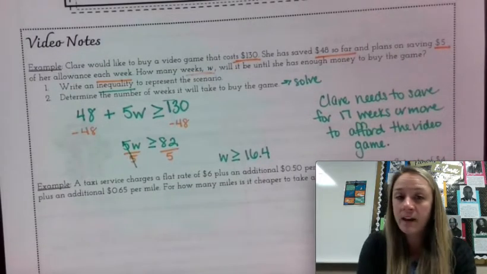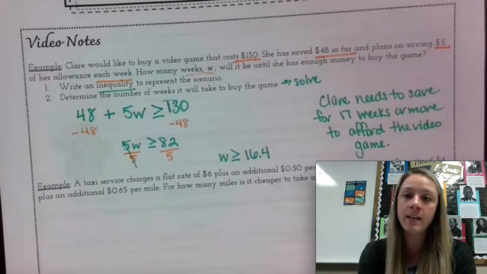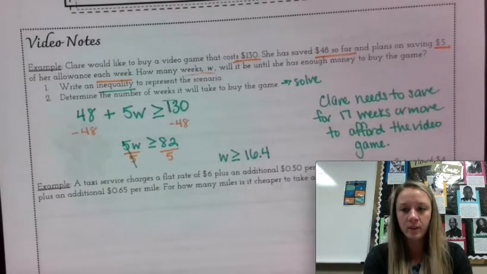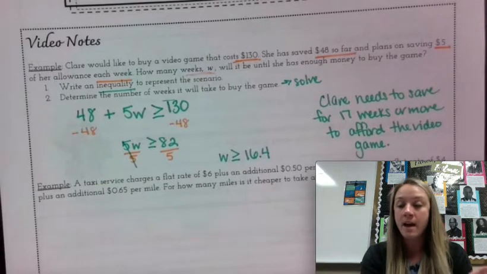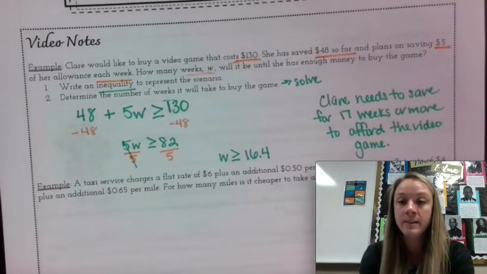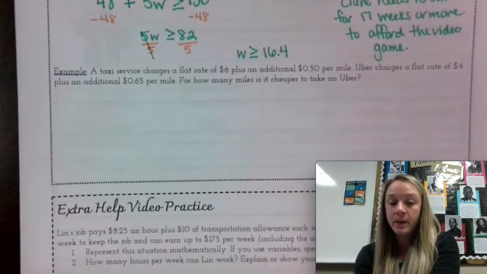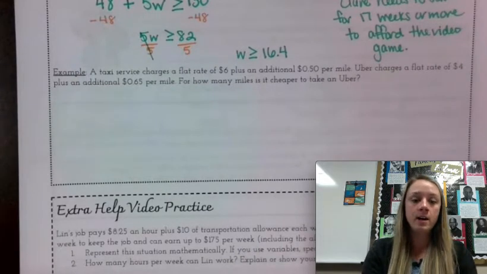Because if she gets $5 each week, if we said 16.5 weeks, it's not like she gets half of her allowance halfway through. So we have to round it up to the next whole number, which would be 17 weeks. The second example that we're going to go through is a little different.